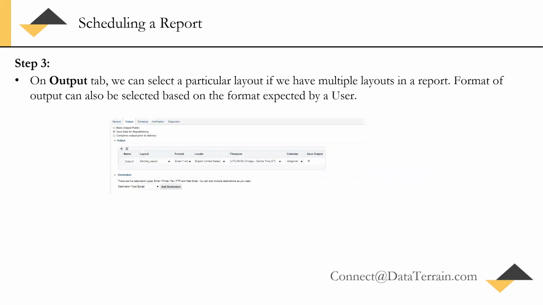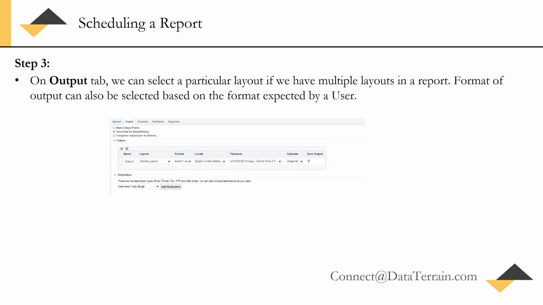Then, on the output tab, the second tab, you can see the screenshot. There you need to select the output format, whether you want the report in PDF, Excel, or RTF template. Based on the output format, if you want to deliver the report to an email ID, the report will be delivered, or it will be scheduled on the server.